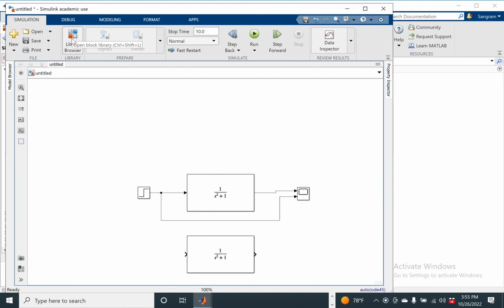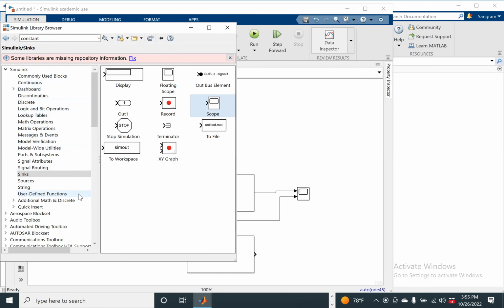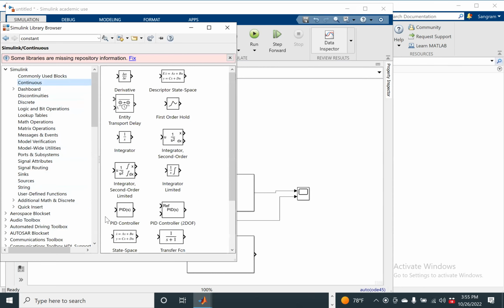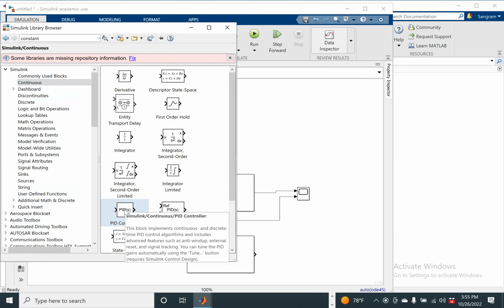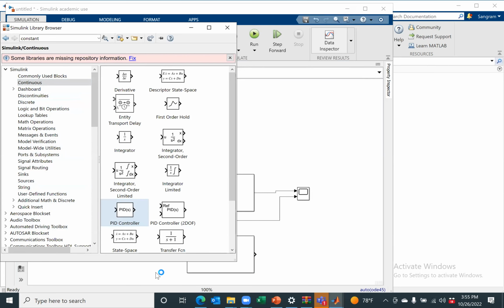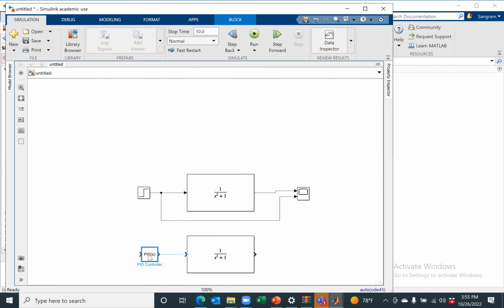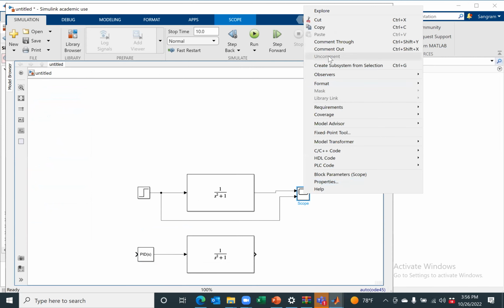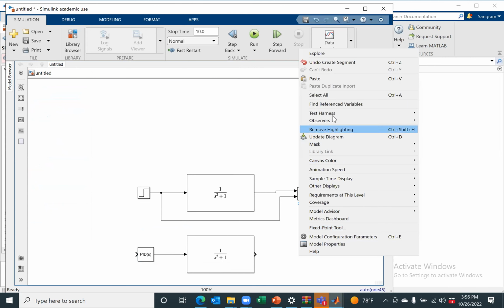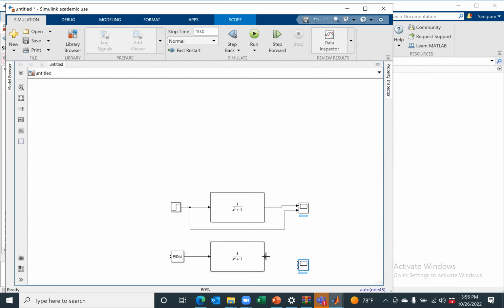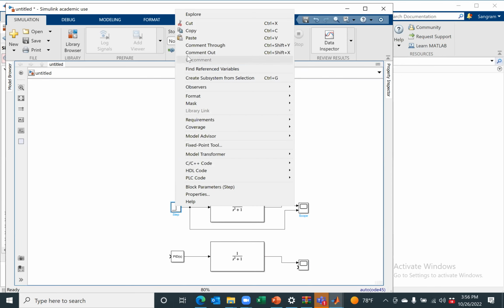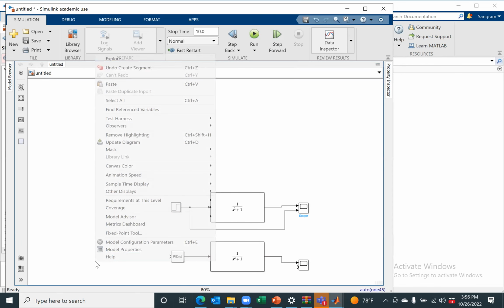What I'm going to do is go to my library browser, go to the continuous, and use this PID control. Grab this PID control, put it over here. Then copy this, paste it over here. Then copy this input, paste it over here.